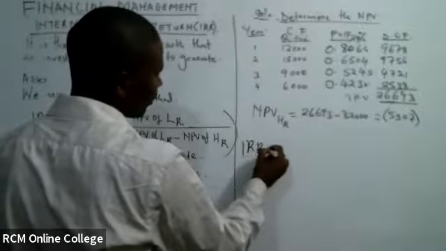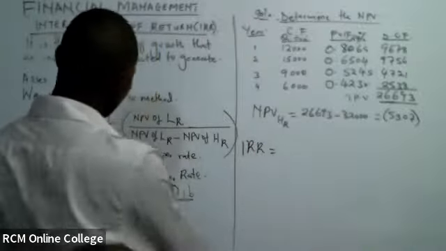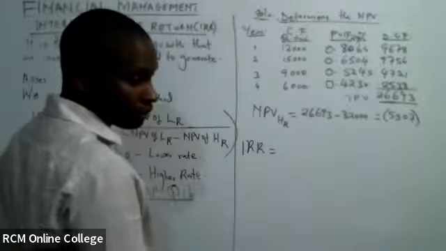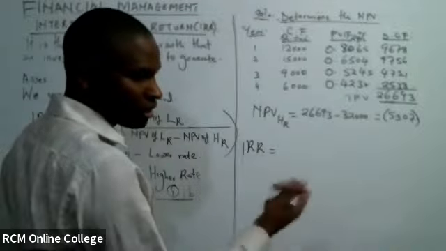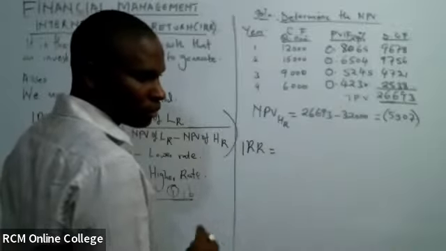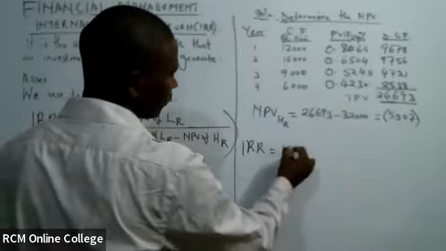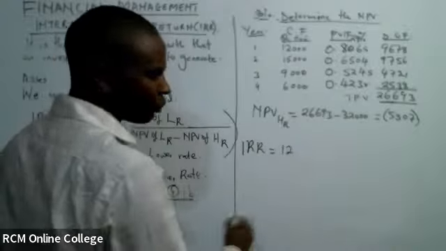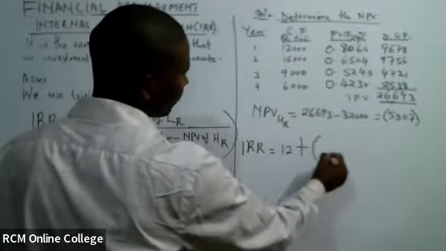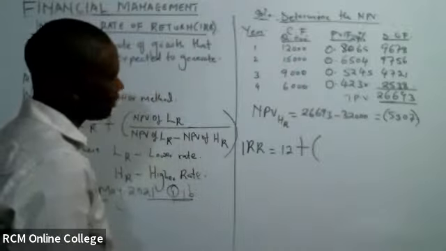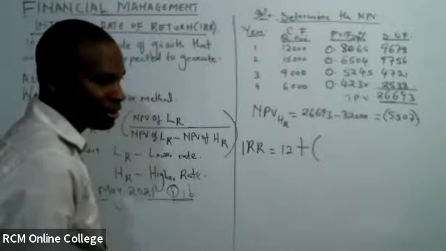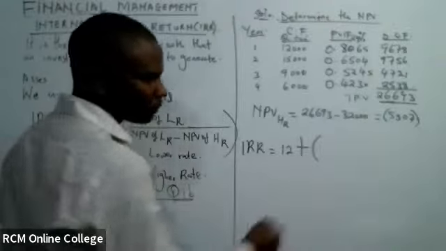Hata mnaweza nipea tu figure niweke. What is our lower rate? Ndio hii, lower rate. Ni ngapi? Lower rate. Tulitumia gani? Whatever that examiner has given you, ndio. Ilikuwa 12, si ni lower rate, the cost of capital ndio hiyo. Plus NPV of lower rate tulipata ngapi? Hii ni kitu sasa rahisi sana. NPV of lower rate ilikuwa ngapi? 892, si ndio? 892.